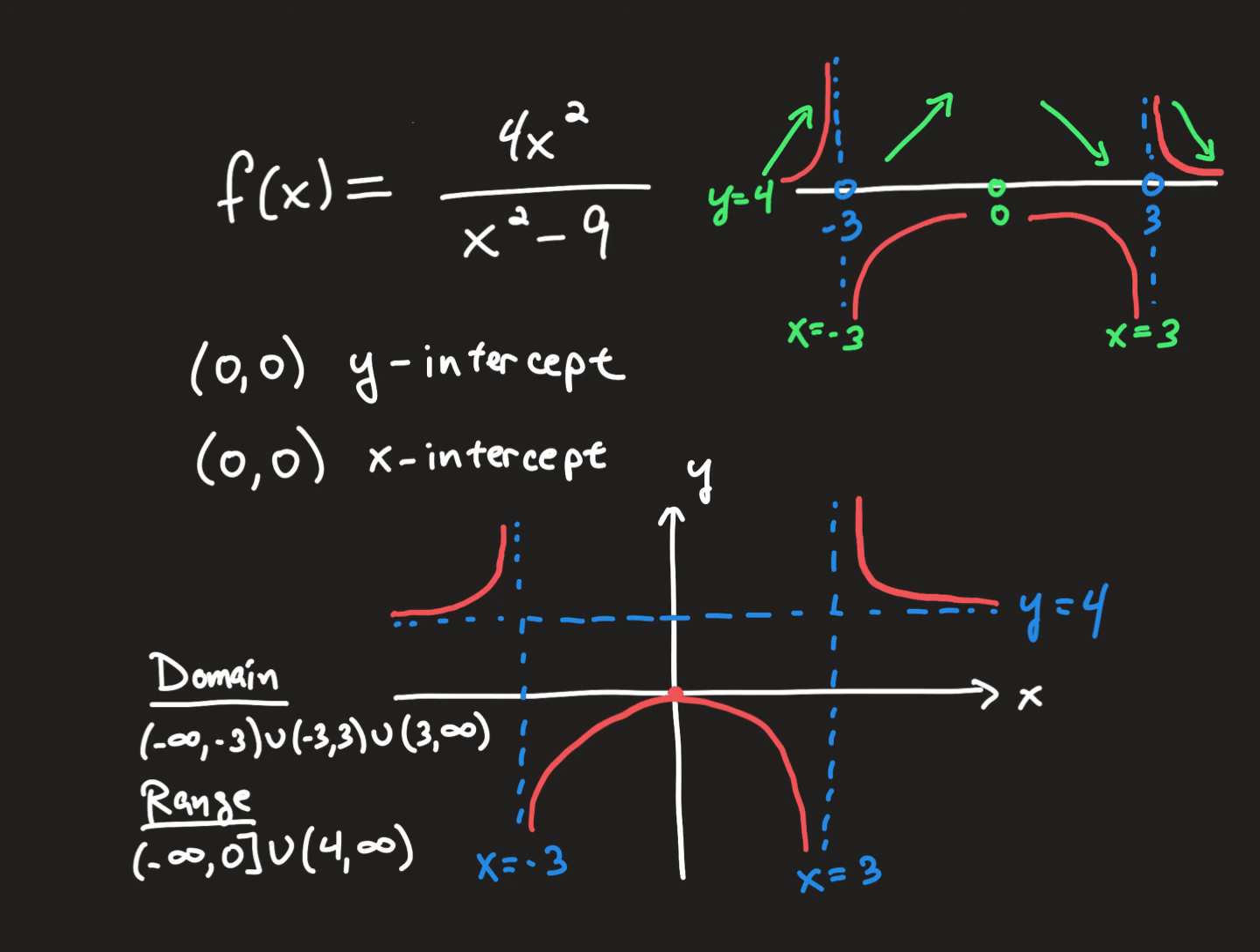Now functions do cross their horizontal asymptotes. That is known to happen, like sine x over x, but in this case, this one does not cross its horizontal asymptote, and that's how you get to domain and range. All right, that's the full analysis of this problem. Good luck.